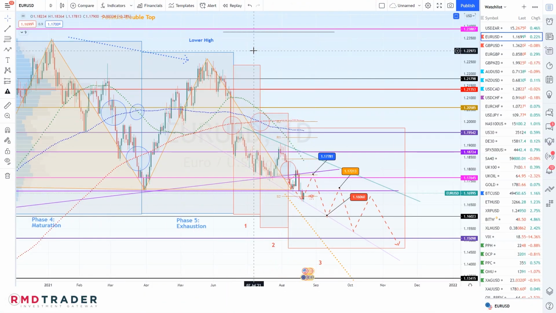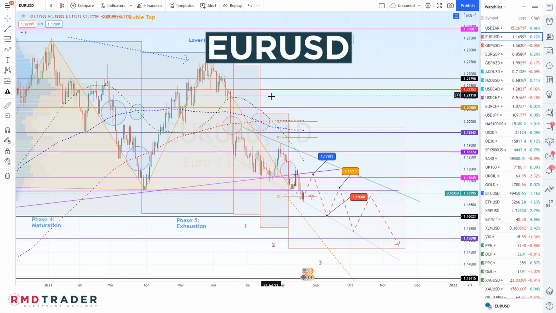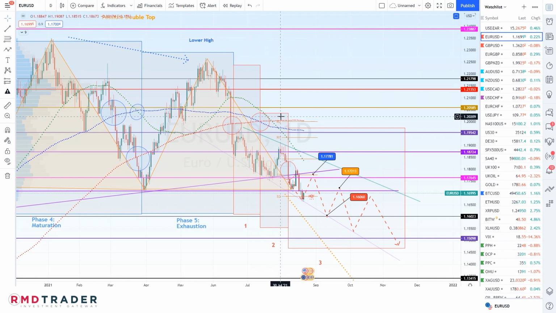Today we are starting by looking at the EURUSD. This is the same example that we used on our two-part series explaining our new 5-phase trend evaluation method. And as we have previously pointed out, we have now entered phase 3 of this trend for the EURUSD to the downside, and that happened as soon as market structure was broken to the downside.